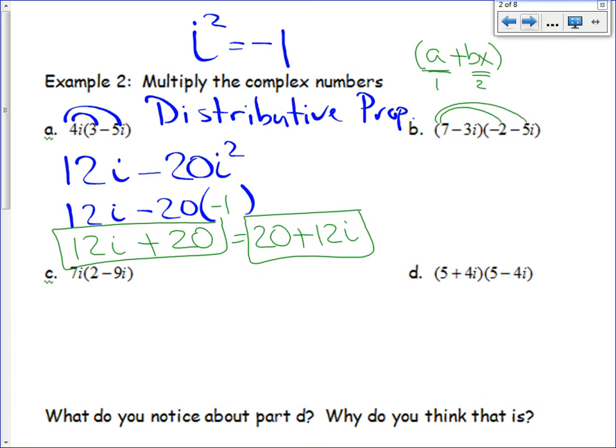So 7 times negative 2, that's negative 14. 7 times negative 5i, that's negative 35i. Negative 3i times negative 2, that's positive 6i. And negative 3i times negative 5i, that's positive 15i squared. So combine like terms. So let's get negative 14, negative 35i, and positive 6i is negative what?